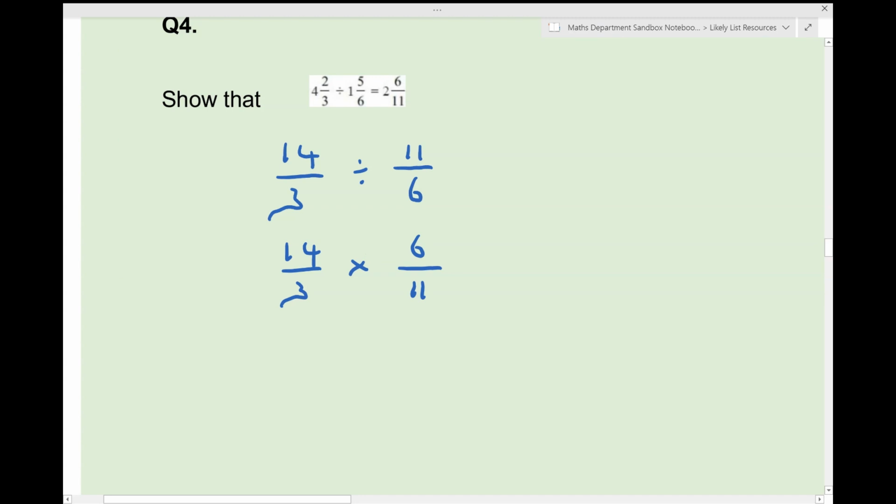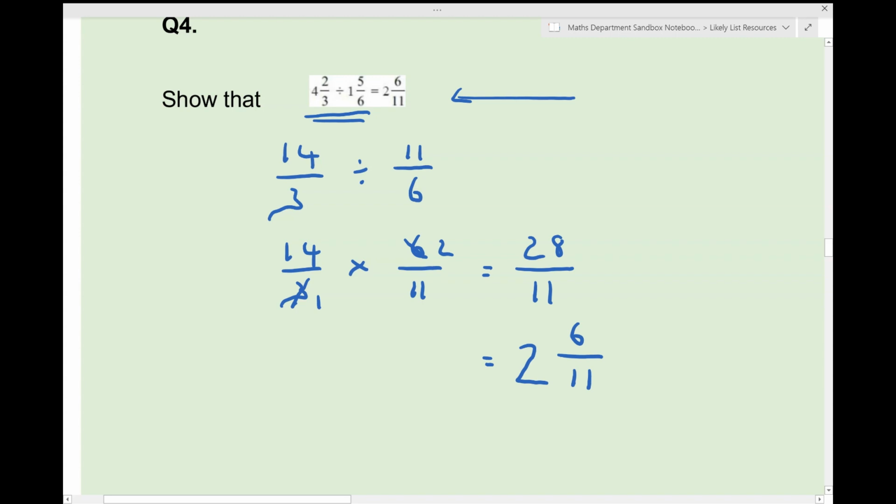3 goes into 3 and 3 goes into 6. So 3 goes into 3 once, 3 goes into 6 twice. 2 14s are 28. 1 times 11 is 11. 28 over 11, well, 2 11s are 22, aren't they? So that goes twice. Remainder 6. Now let's look at the question. It says, show that the calculation on the left equals 2 and 6/11, and look at that. It does, and I've shown that to be the case, and that's question 4 done.